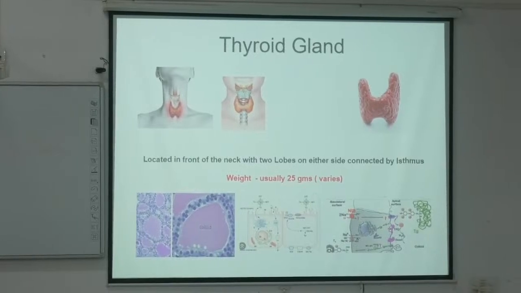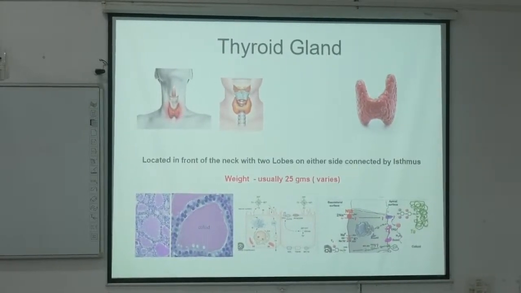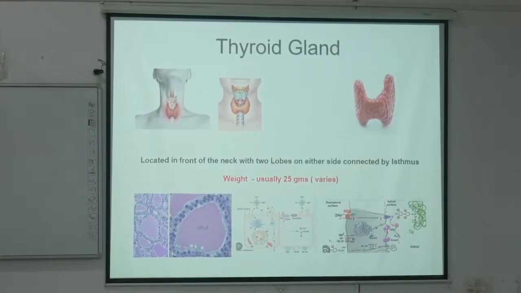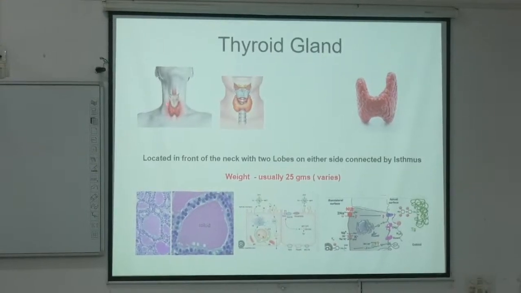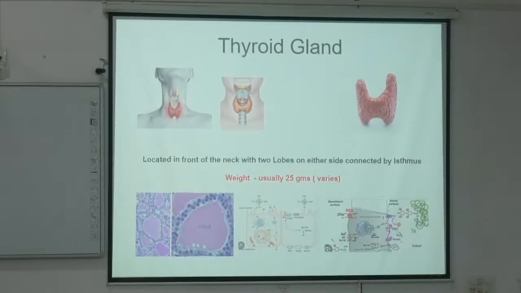The location of the thyroid gland: it is in front of the skin, just below the laryngeal prominence, or thyroid cartilage. There is the cricoid cartilage, and the thyroid gland is located just below that, with the isthmus.